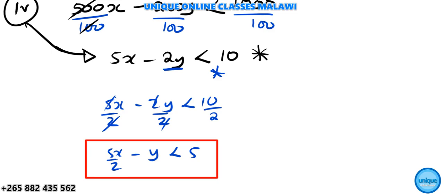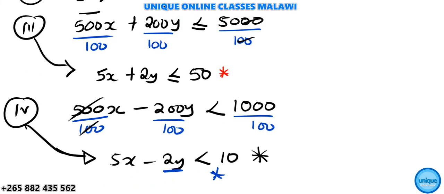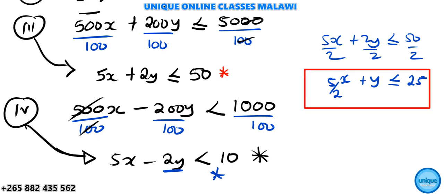Now let's simplify this one. To simplify 5x plus 2y less than or equal to 50, we divide by 2 throughout. So we get 5 over 2 x plus y less than or equal to 25.